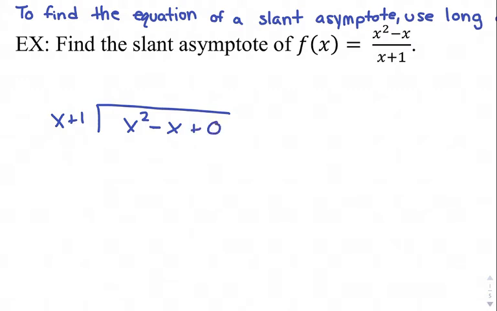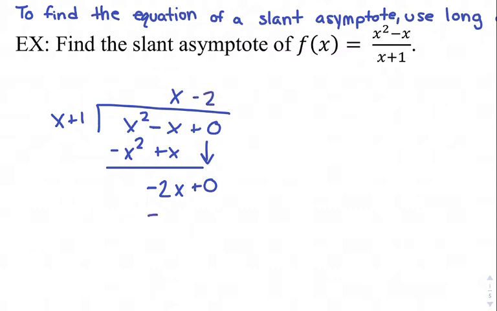x times what would give you x squared? Well, that would just be x. So x times x is x squared. x times 1 is plus x. So I subtract the two, and I'm left with negative 2x, and I drop down my 0. So now what times x would give you negative 2x, and that would be negative 2. So I get negative 2, and then negative 2 times 1 is just negative 2. I subtract it, and I get 2.